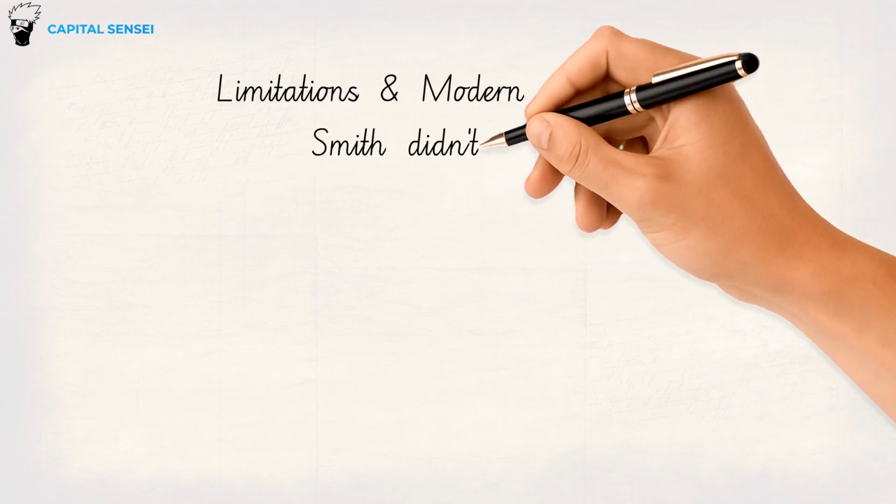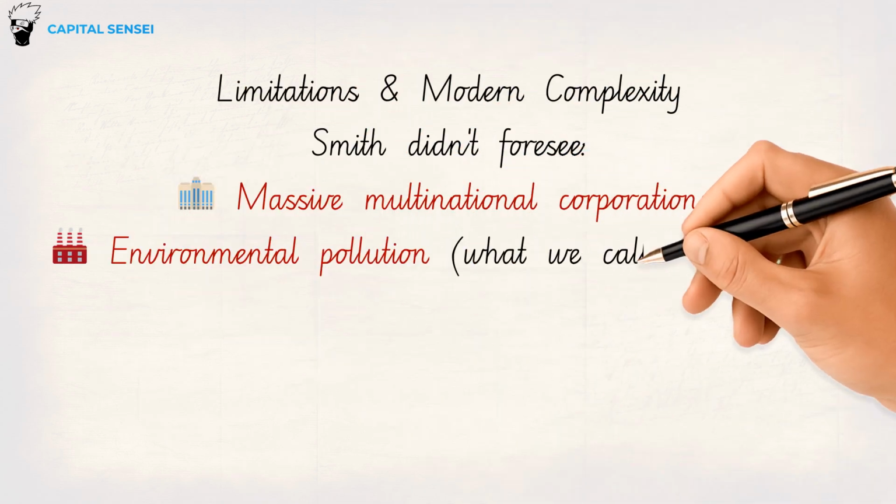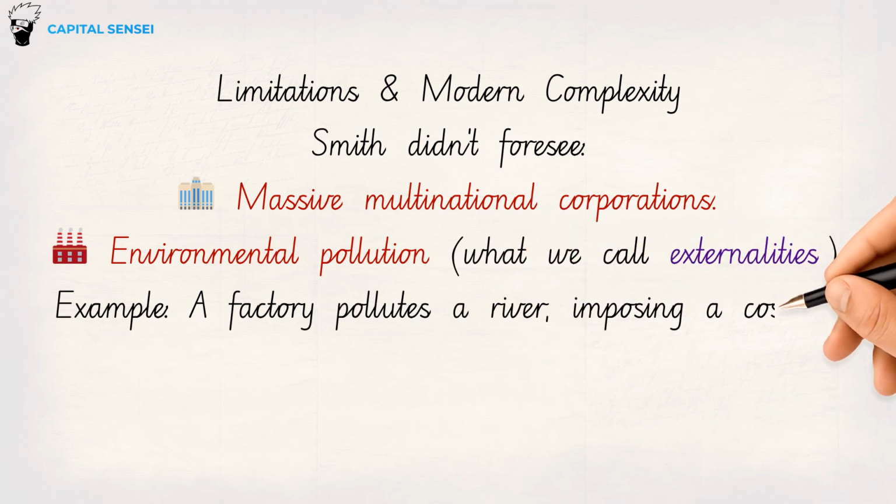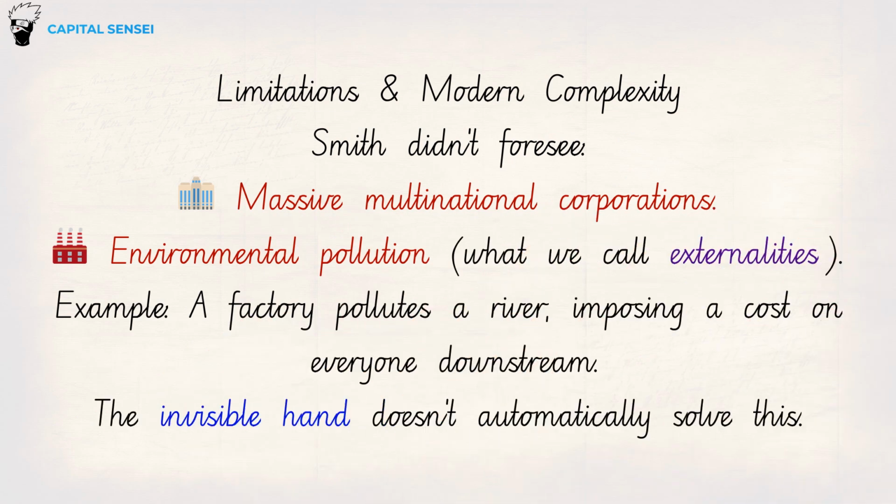Of course, the world has become vastly more complex than Smith could have ever imagined. He didn't foresee the rise of massive multinational corporations with more economic power than many countries. He didn't grapple with complex issues like environmental pollution, which are classic examples of what economists now call externalities, costs that are imposed on third parties not involved in a transaction.